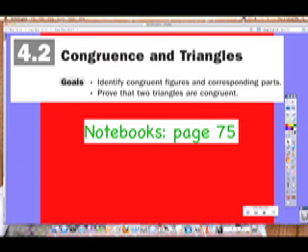Also, the biggest chunk of today is corresponding parts. This angle matches this angle. This side matches this side. It's a matching game today. And then the last one, are you going to be able to tell that those two triangles are congruent just looking at stuff inside the triangle? It's not too bad. Here we go.